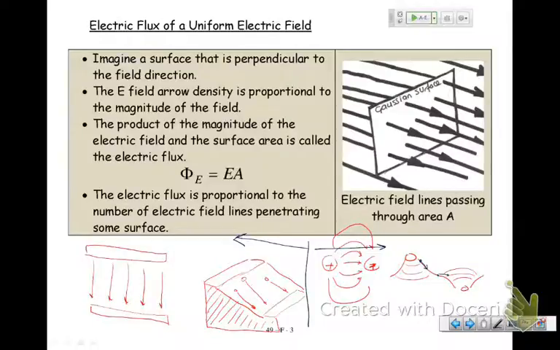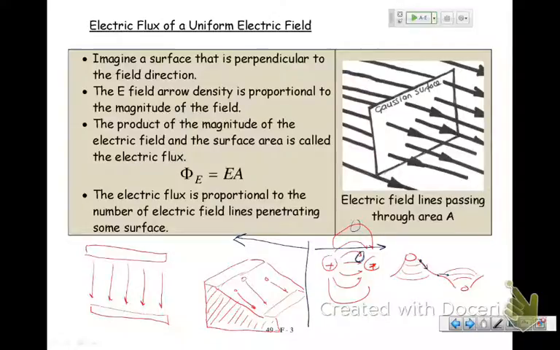So the electric field arrow density, how many arrows per square meter, is proportional to the magnitude of the electric field. That's what we found. When your arrows are close together, you have a stronger electric field than when your arrows are far apart. So let's literally say that's true. The product of the magnitude of the electric field, that's my E, and my surface area A, will give me the number of arrows. If I have 5 arrows per square meter and 2 square meters for my card, 10 arrows pass through it.